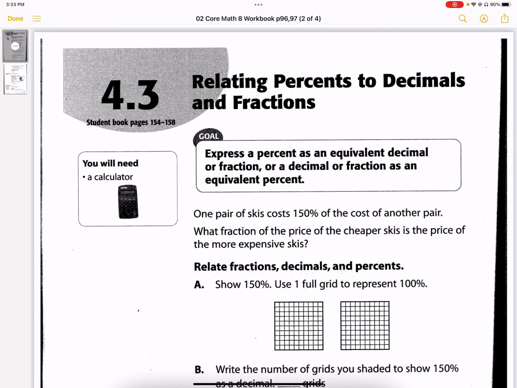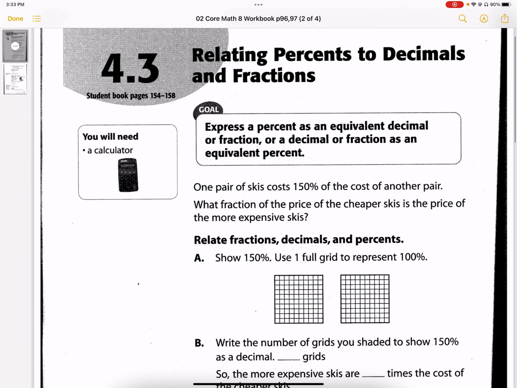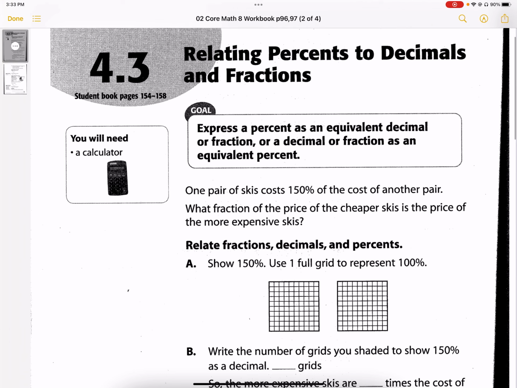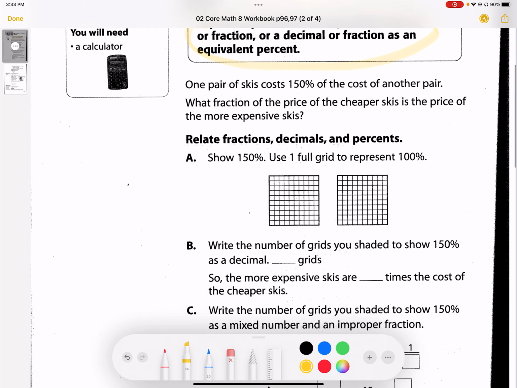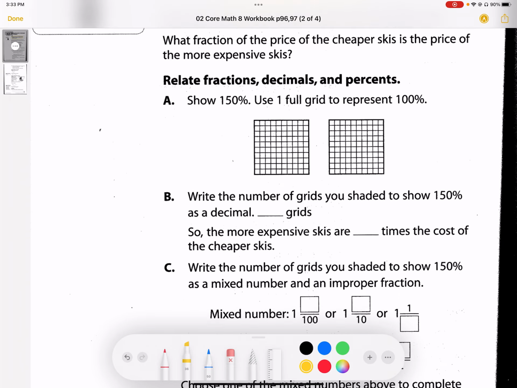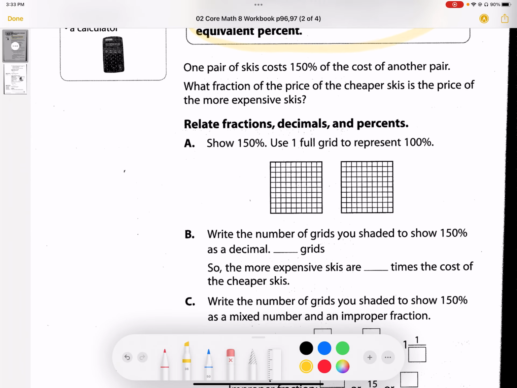For this homework and for the questions in this unit, make sure that you have a calculator that you can work with to give you the decimals. So the goal is to express a percent as an equivalent decimal or fraction, and a decimal or fraction as an equivalent percent. So what we have here, we have 150%.